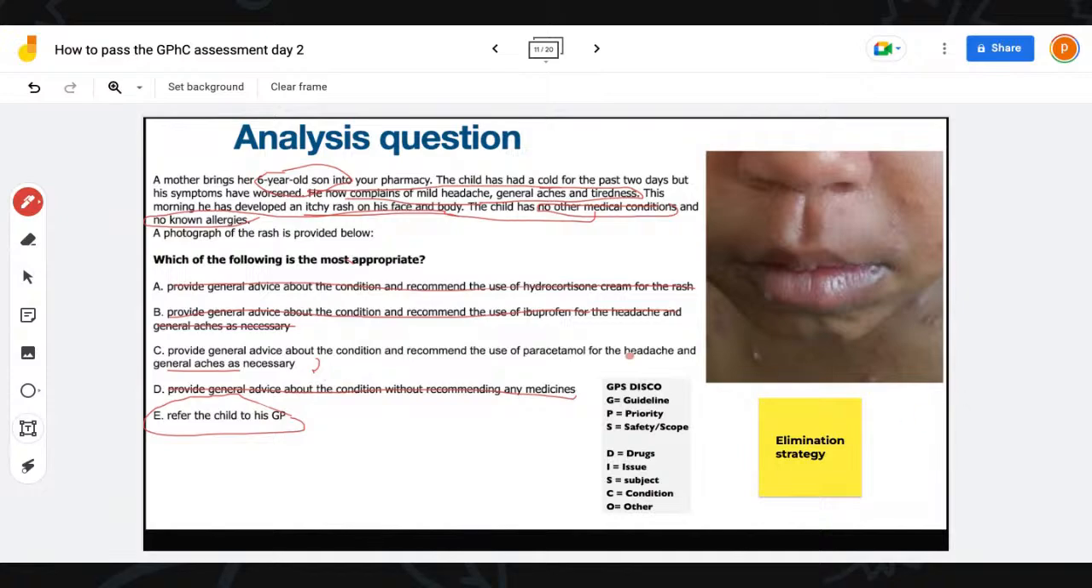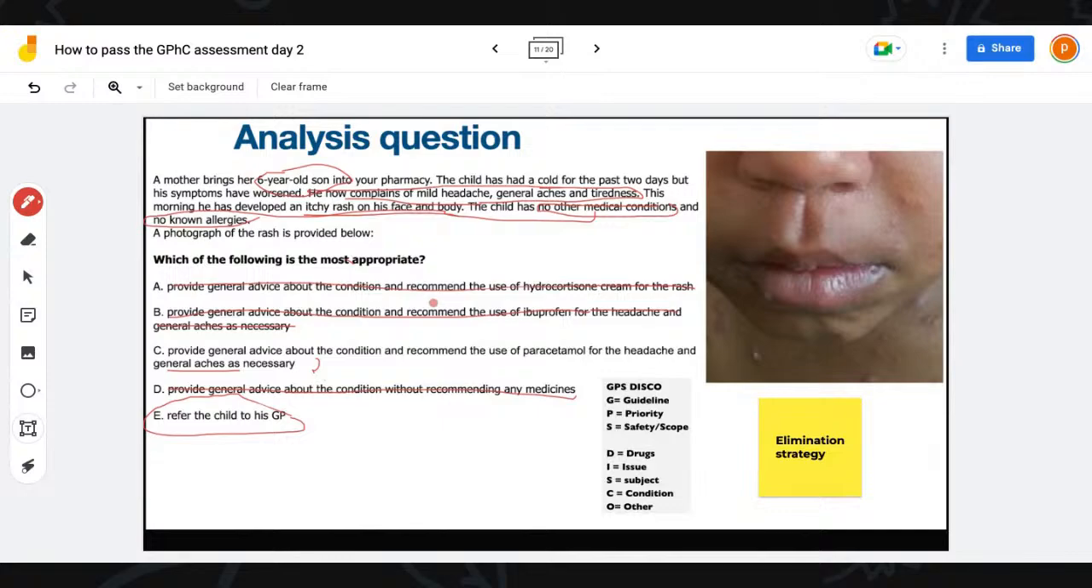But then what is within your scope of practice is at least you can help to deal with this pain, right? So if you give them the paracetamol and the headaches, there are no other red flags. Past 2 days, there are signs that look like it's chicken pox. That should be the decision.